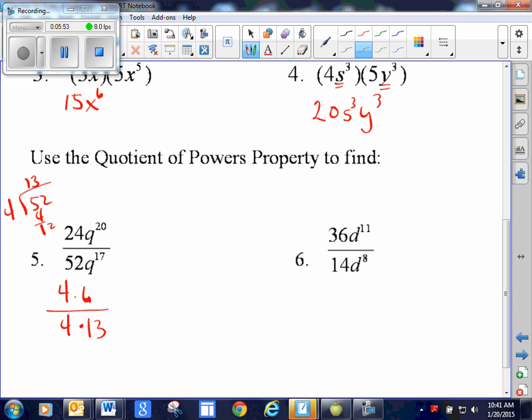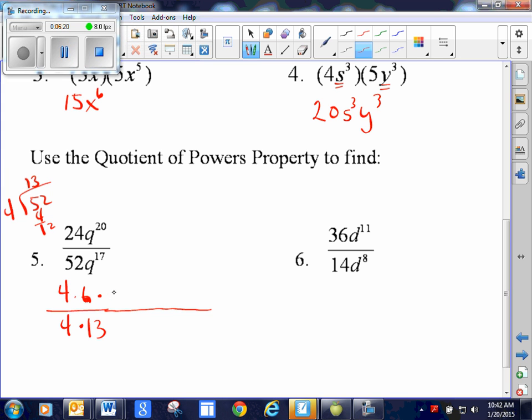And then as far as the q's go, we would have stretched out this q to the 20th, 20 times. We would have written q 17 times on the bottom. That's a lot of q's. Very easy to make a mistake, and plus it's just too many to write. The quotient rule says that subtract, which is what would happen if we did it.